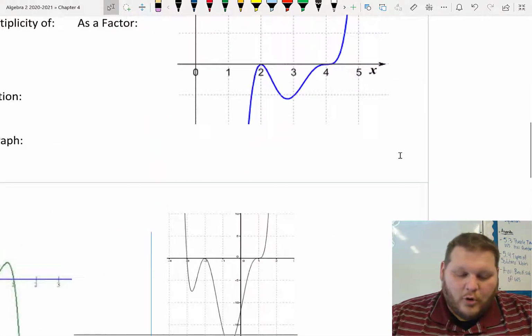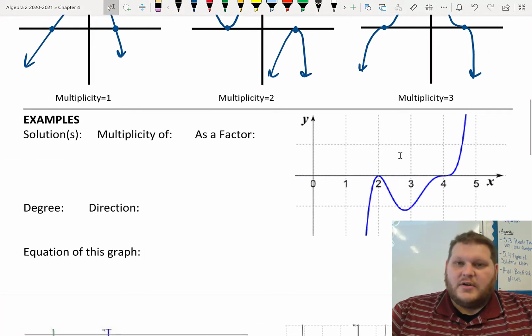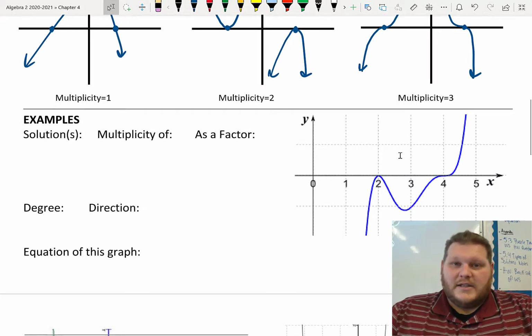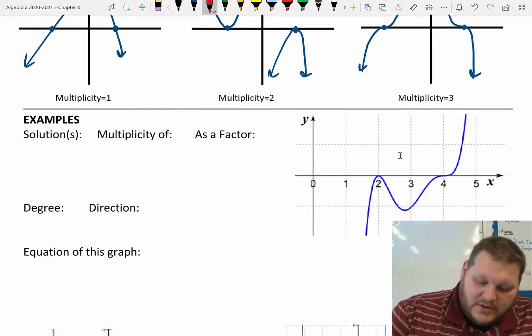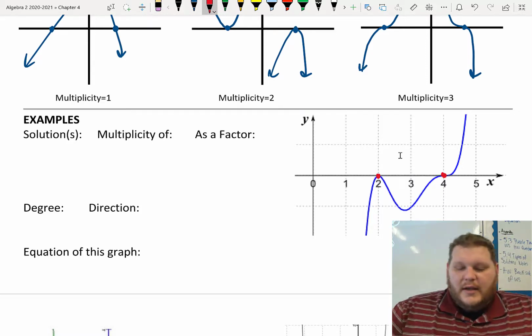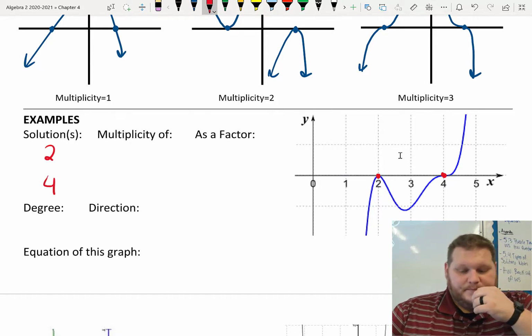So we're going to go ahead and incorporate all the information that we know together to try and write our equation as accurately as possible. So first things first, I always start with the easy part, which is my intercepts. I have, again, only two x-intercepts, which means I only have two solutions, +2 and +4. Those are my two solutions.